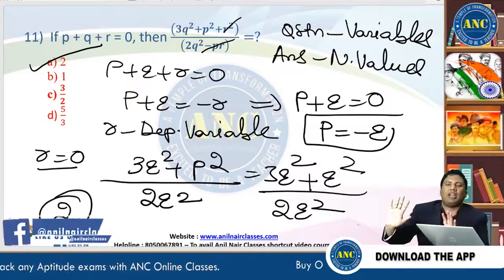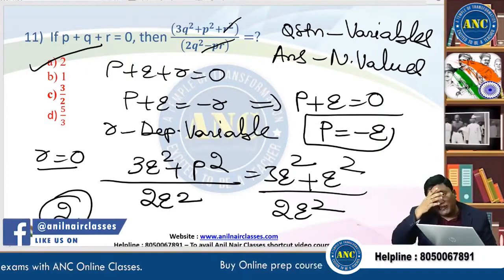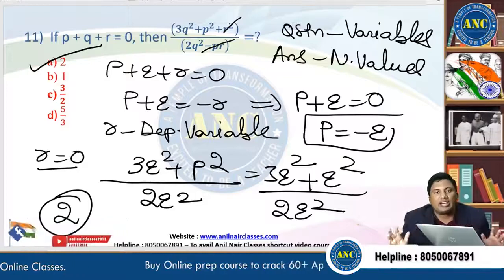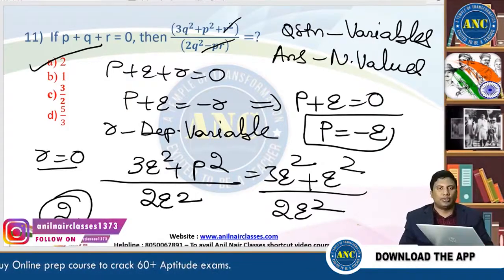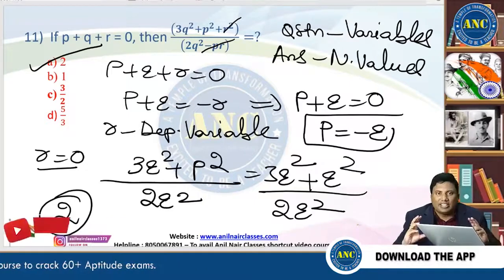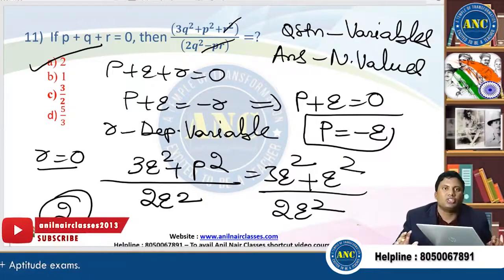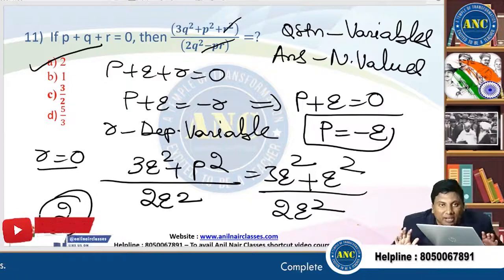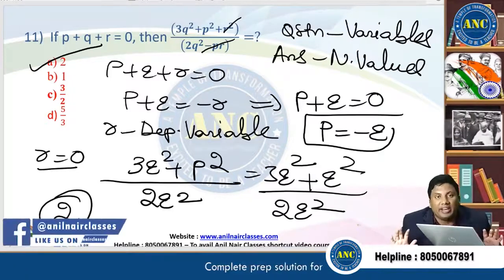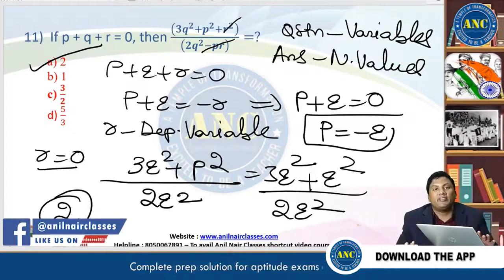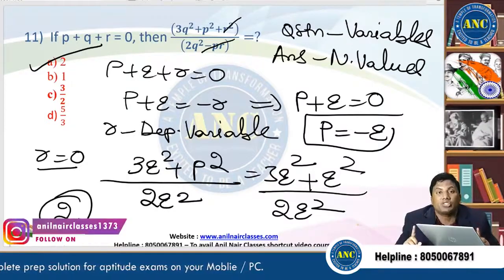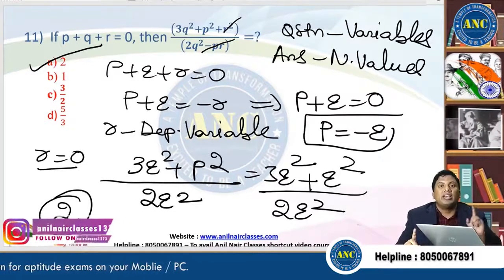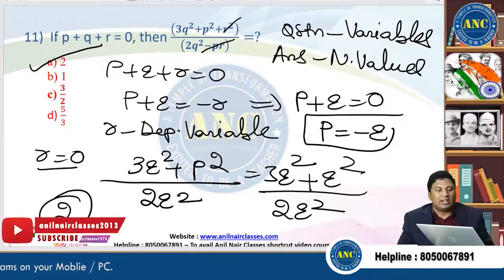What is the other variety of questions? Another variety of questions is, if the question contains variables and the answer contains numerical values. What is the method that we need to use? Make a dependent variable 0. Make a dependent variable 0. It cannot be used when the dependent variable is in denominator. I hope it is clear.